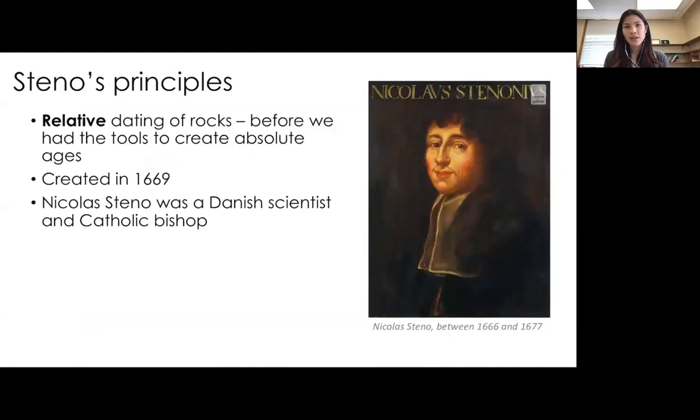And it relates back to Steno's principles here. It's a nice way to tie that in and think about the vastness of time. Steno's principles were created before the Siccar Point breakthrough. It was a way in which we could relatively date rocks before we had the tools to give them absolute ages. It was created in 1669 by Nicholas Steno, who was a Danish scientist as well as a Catholic bishop.